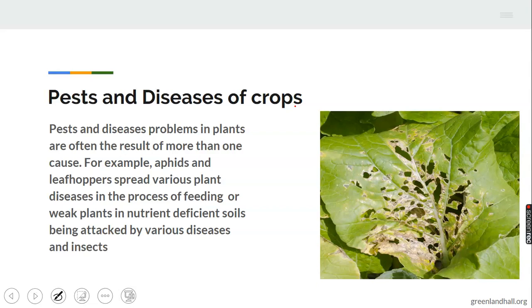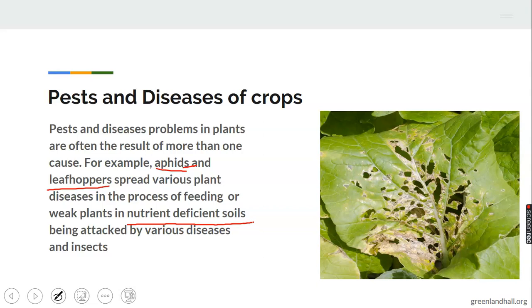Now look at this. Aphids and leafhoppers spread various plant diseases in the process of feeding. You see, these insects, while they try to feed, they suck nectar, and then they move from one plant to the other to suck the sweet juice of flowers. So while they are feeding, sometimes they do all this damage to the crop plants too. And then sometimes, not only insects, sometimes we grow crops in nutrient deficient soils, that is, the soil doesn't have enough nutrients.